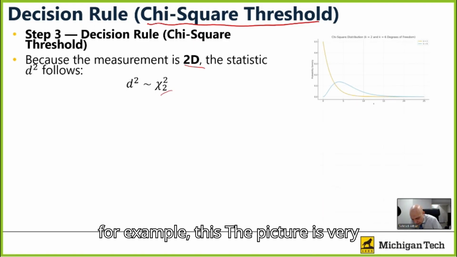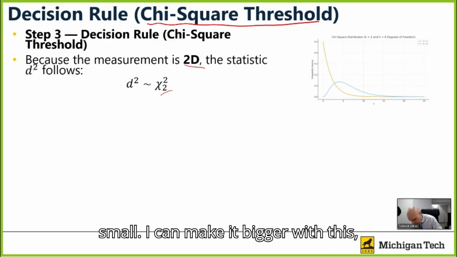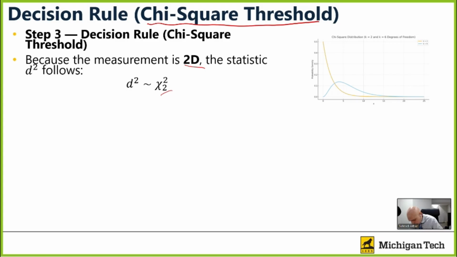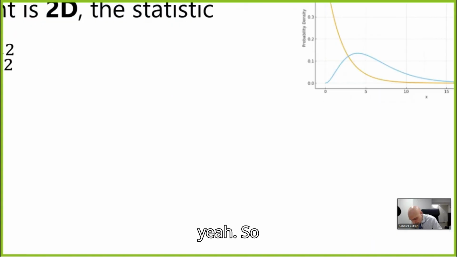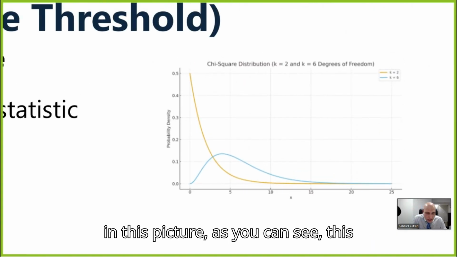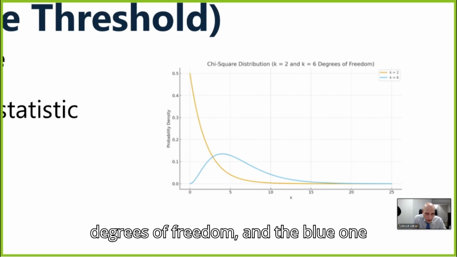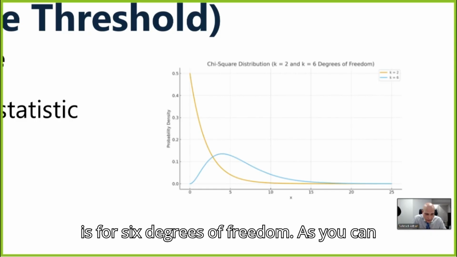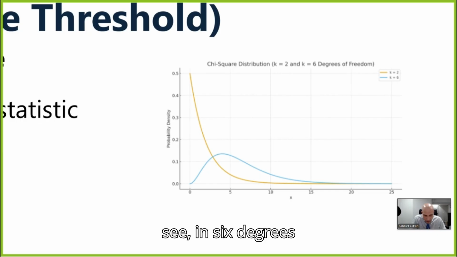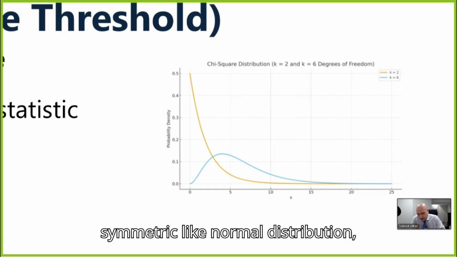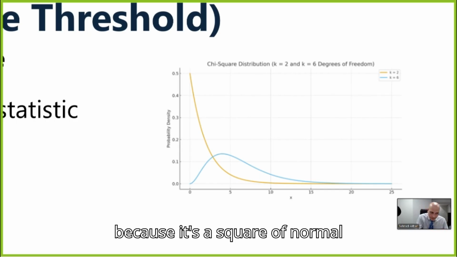For example, this picture is very small. I can make it bigger with this, I think. So in this picture, as you can see, the red one is for 2 degrees of freedom, and the blue one is for 6 degrees of freedom. With 6 degrees of freedom it is still a bell shape, but it has a big tail. So it is skewed, not symmetric like the normal distribution, because it's a square of a normal distribution.